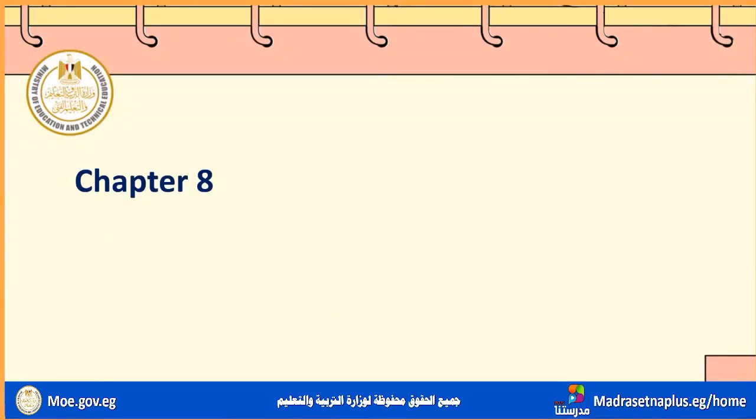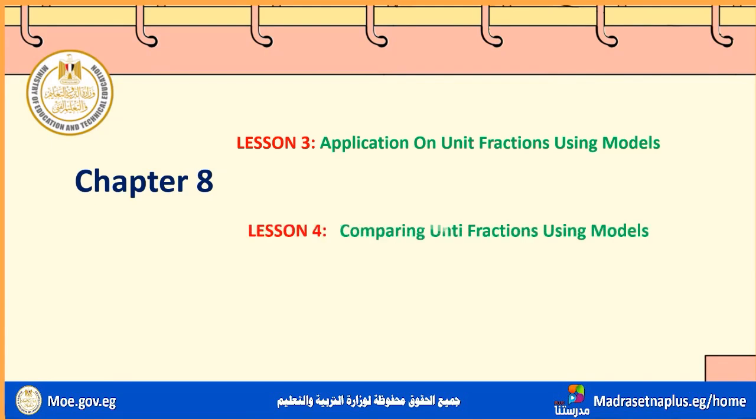We are still with chapter 8. Today, inshallah, we study 2 lessons. Lesson 3 is about application on unit fraction using models. Lesson 4 is about comparing unit fractions using models. You should know what is meant by a unit fraction. It is a fraction whose numerator is 1. The numerator is the upper number of a fraction. So a fraction consists of 3 parts: the upper number, the lower one, and the fraction part. Let's start.